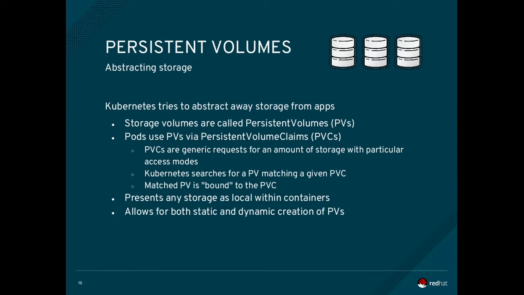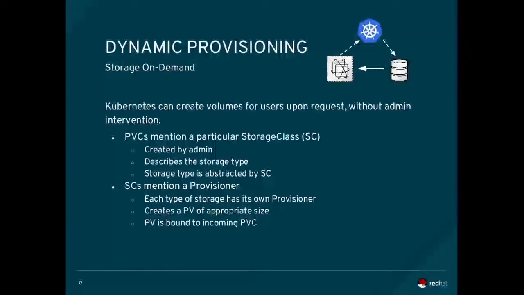And then as of, I believe, September 2016, with Kubernetes 1.4, they allowed for both the static and dynamic creation of persistent volumes. And this is where things get interesting. So-called dynamic provisioning is basically storage on demand.